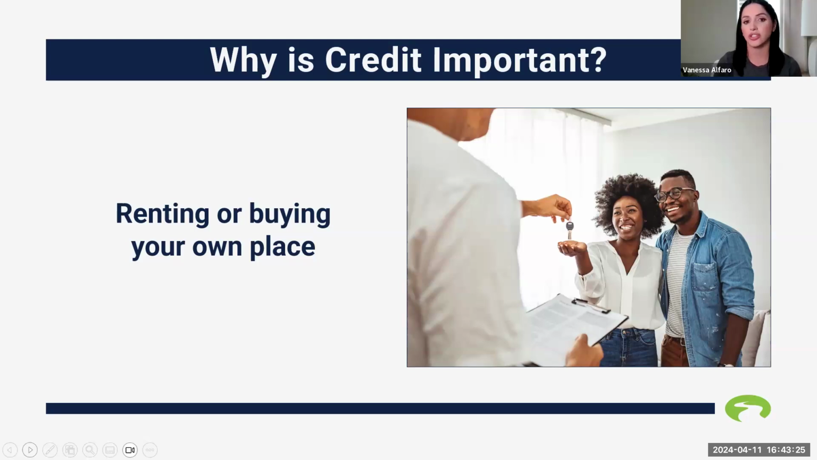So it's important to understand your credit and know where your credit is at when you're planning to rent another place or rent your first place, and even when buying your own home, because you're going to start rate shopping. And those credit scores are important to know and understand before you commit to something as big as owning your first home or purchasing another home.